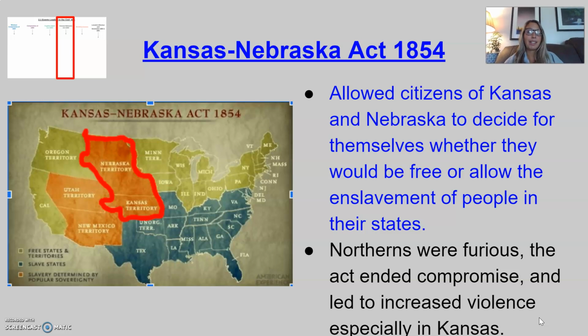Our next topic is the Kansas-Nebraska Act of 1854. This allowed citizens of Kansas and Nebraska to decide for themselves whether they'd be free or allow the enslavement of people in their states. People in the North were so upset because if you look at these territories, they're more in the North than the South, and this led to a breakout of violence.